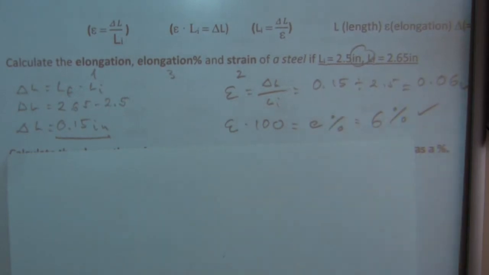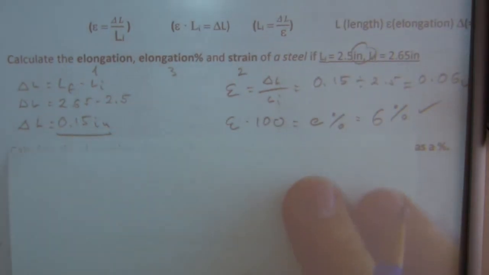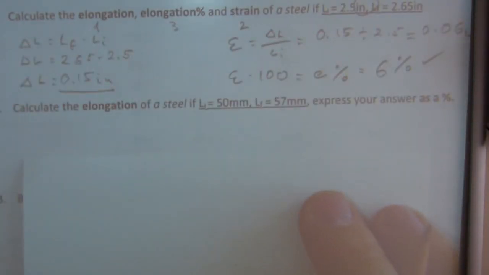Strain and elongation percent don't have a unit of measure. They're just 0.06 or 6%, done. There's no unit of measure there. So that's the first one, simplest one, easiest one. Moving on to the next one.